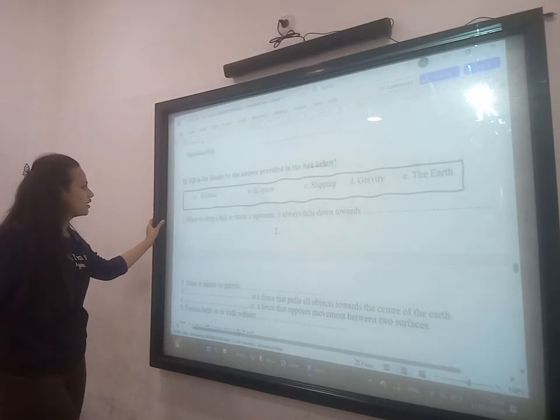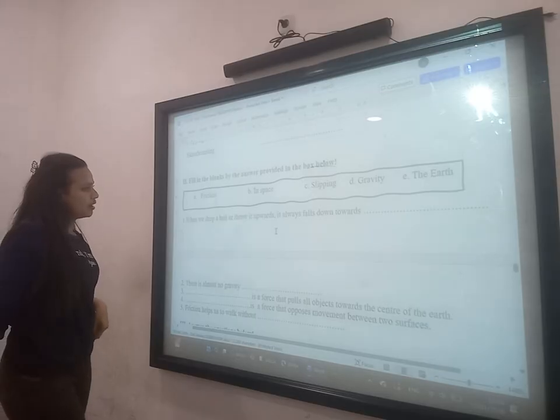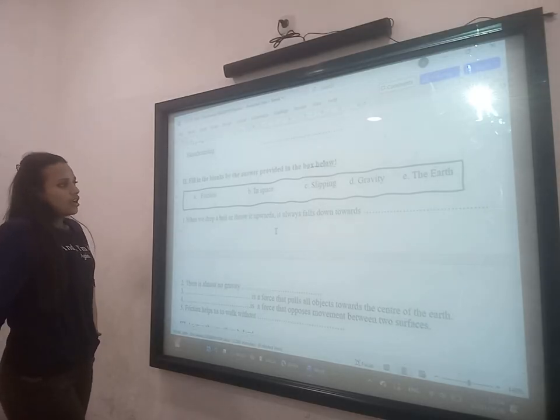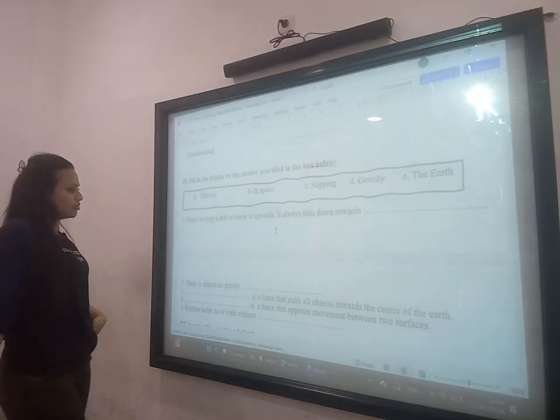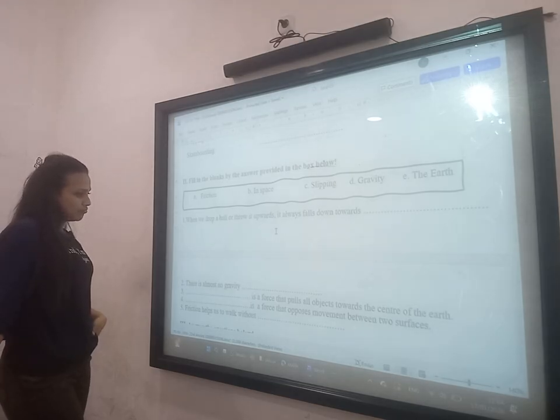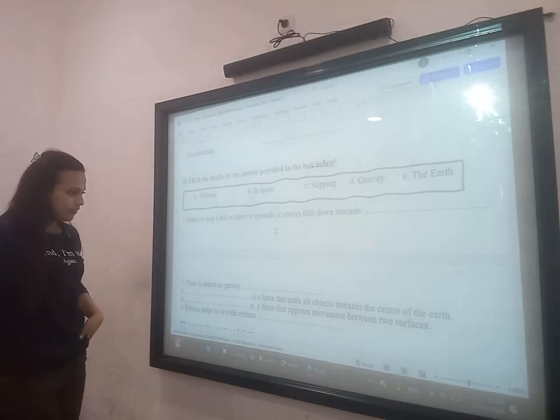Next. Number 1. When we drop a ball or throw it upwards, it always falls down towards the earth. Number 2. There is almost no gravity in space. Number 3. Gravity is a force that pulls all objects towards the center of the earth. Number 4. Friction is a force that opposes movement between two surfaces. Number 5. Friction helps us walk without slipping.